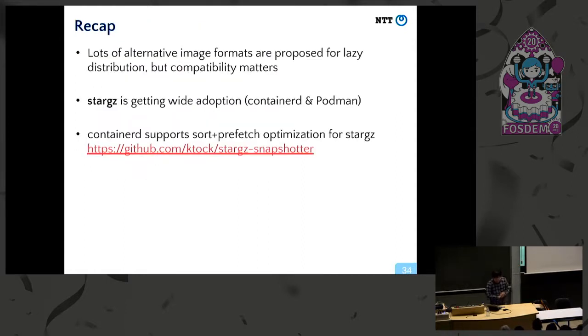So to recap my talk, there are lots of alternative image formats proposed for lazy distribution, but compatibility is really important, and stargz is getting wide adoption. It's compatible with legacy OCI images, and it's already adopted by containerd and also by FOSDEM. And for the containerd implementation, we support prefetching optimization.